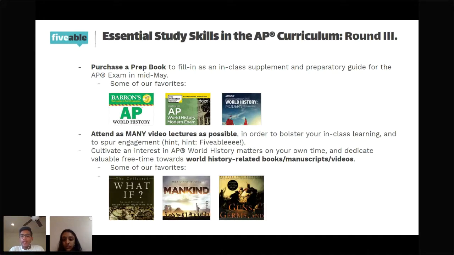And then there's Guns, Germs, and Steel by Jared Diamond. That's also a great book to read. I didn't read the whole book, but I did skim it for AP World History last year.